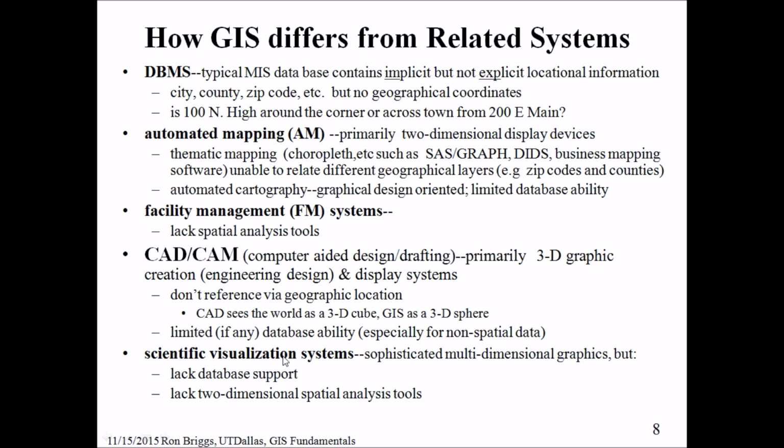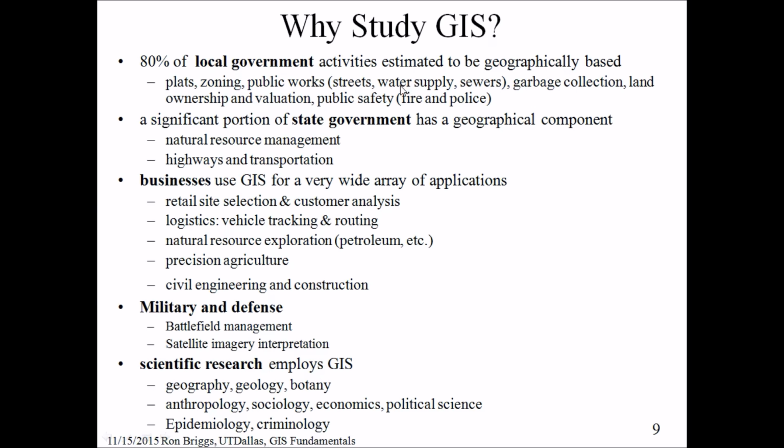So what are all these lacking? It may be taken out. They will all be in GIS. So why study GIS? This is an important question. Why would we be talking about GIS? 80% of local government activities are estimated to be geography based. You may talk about the electricity department, water department, human resource department, any department. You need to have zoning, plots, public works, garbage collection, land ownership, valuation, public safety. Everywhere you need to have some geography involved.